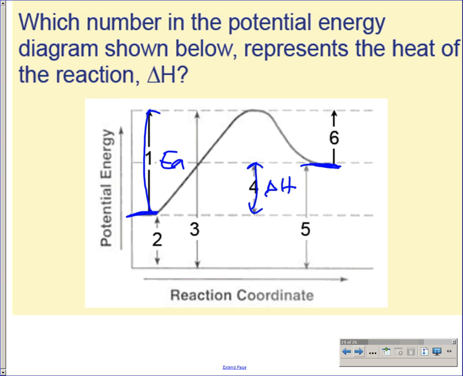Well, what's number 6? Trick question. It's also activation energy. This is the activation energy for the forward reaction, from here to here. This is the activation energy for the reverse reaction because it's going backwards. So we'll get into kinetics next meeting.